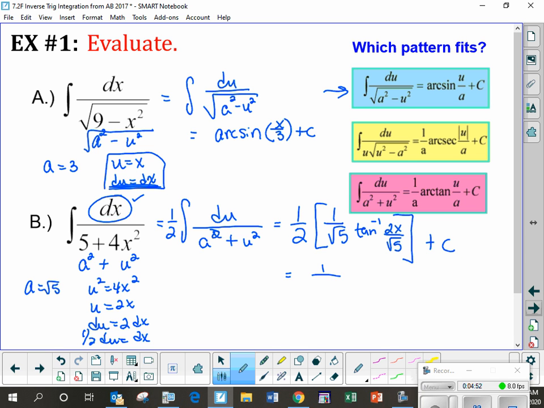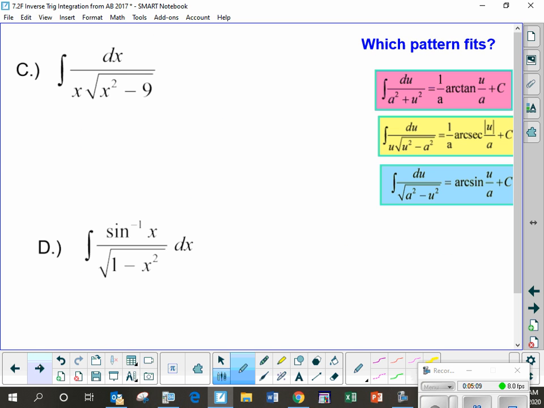And I suppose I could write this as 1 over 2 square root 5. I am not going to rationalize that, but realize that if we had to, we could, if it were like a multiple choice and it was, you know, rationalized. Okay, these really aren't so bad, are they?